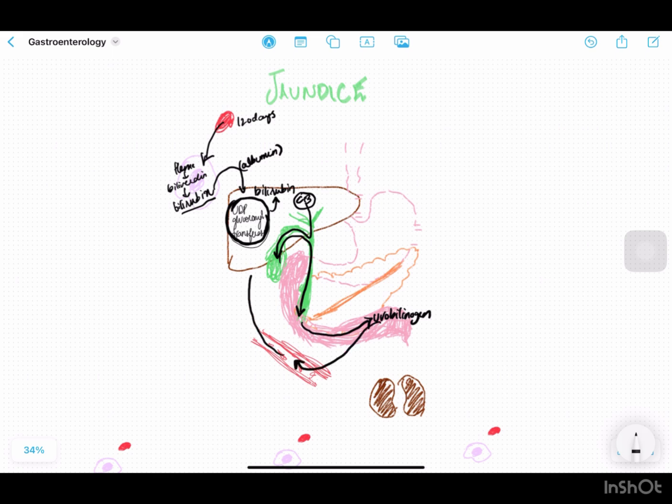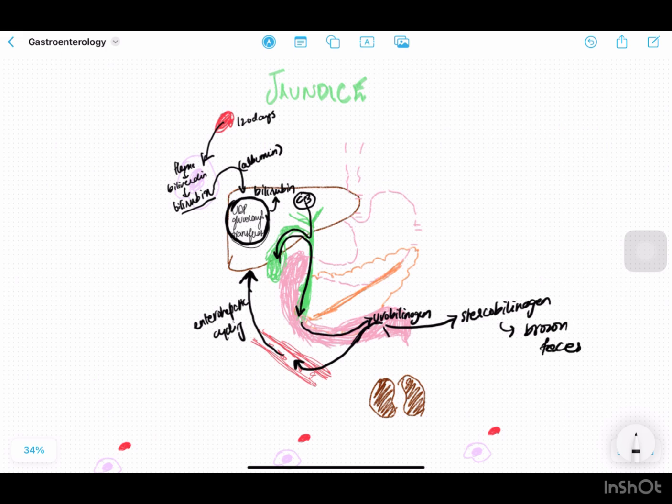Now, some of this urobilinogen is going to go back into the bloodstream and go back to the liver, where it is going to take part in enterohepatic cycling, because it's gone from the enteric part, that is the intestines, back to the liver, right? And the rest of the urobilinogen is going to continue in the intestine and become stercobilinogen. Stercobilinogen is what imparts the brown color to feces.